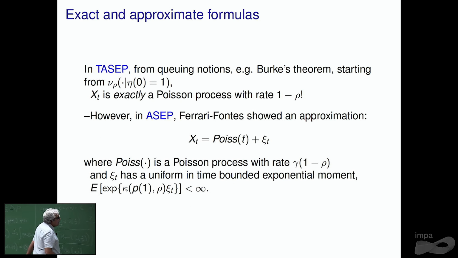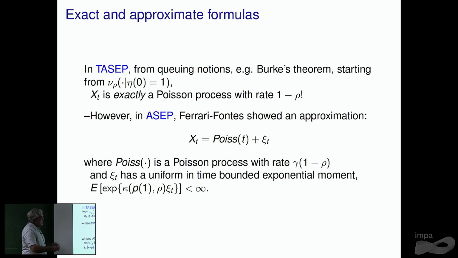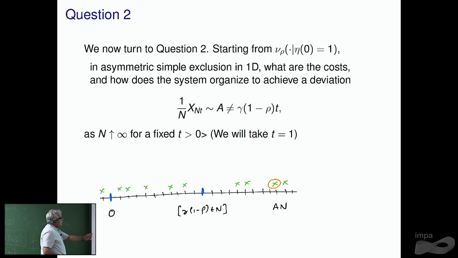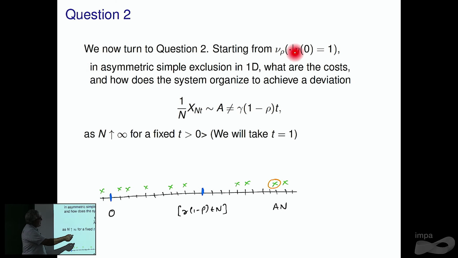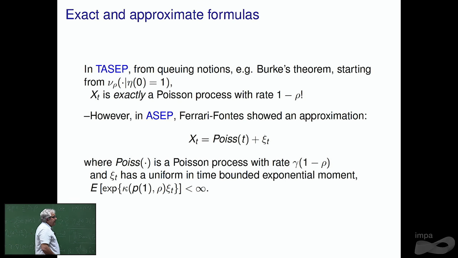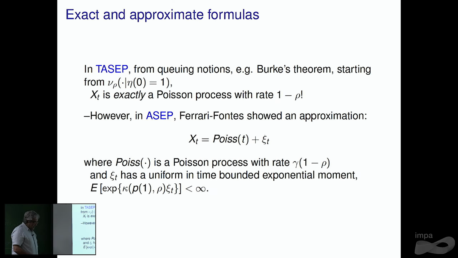So in some sense, some of this is already known for TASEP. That means that you're only moving to the right. Agreed? So for TASEP, it turns out that the tagged particle location, when you start from this stationary initial condition, is itself a Poisson process. I'll discuss that in the next slide.